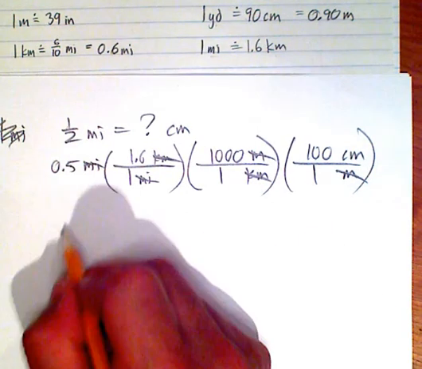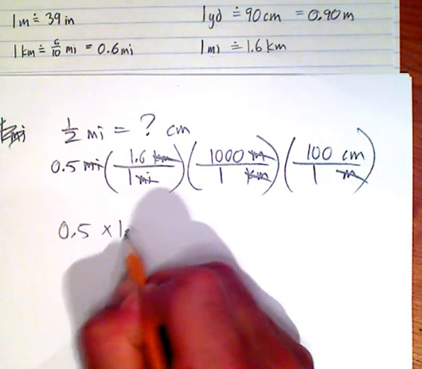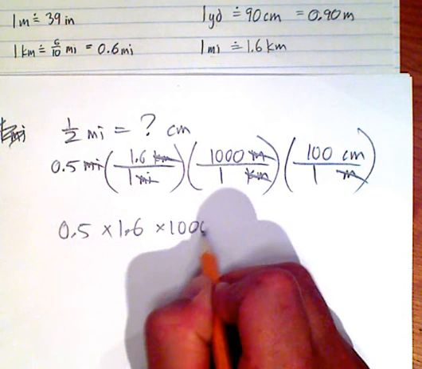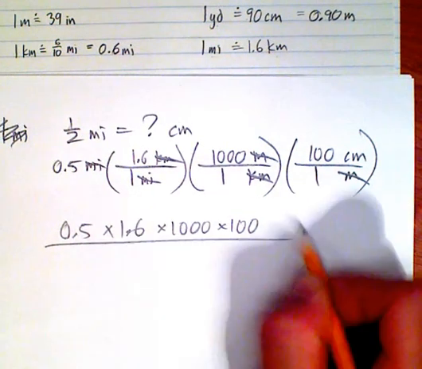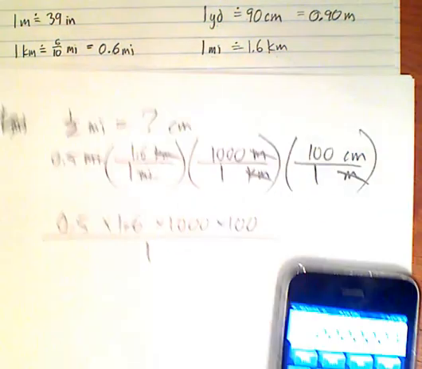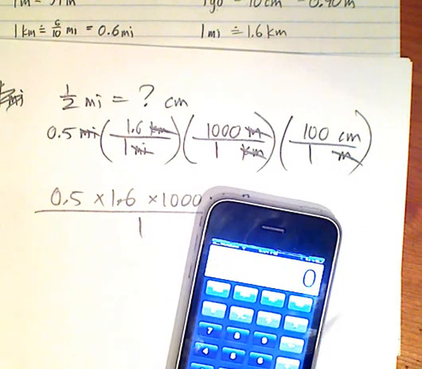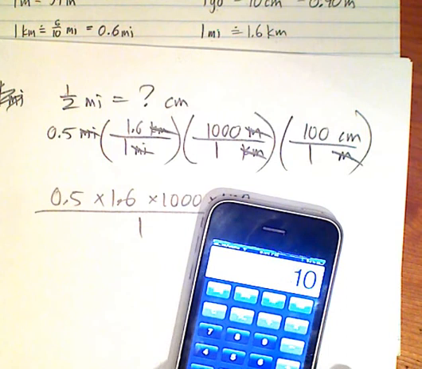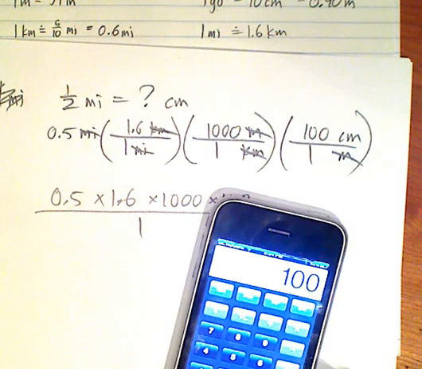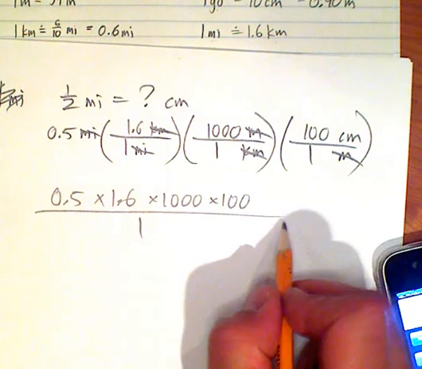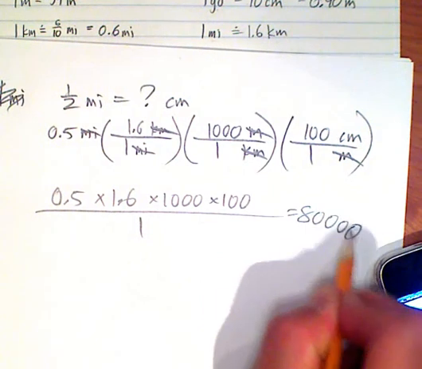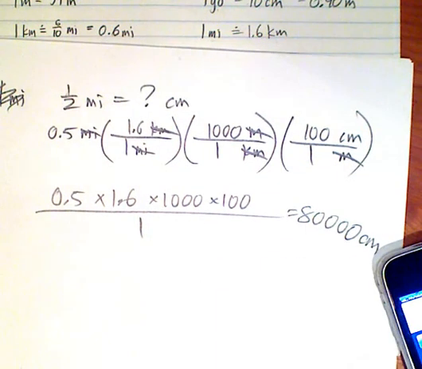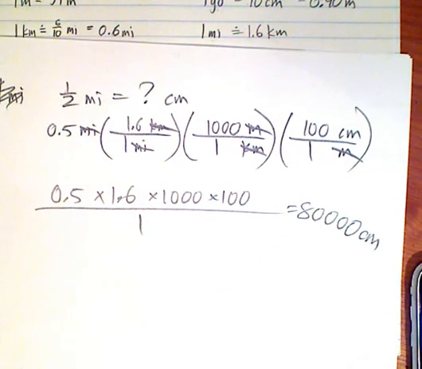So it's 0.5 times 1.6 times 1,000 times 100 all over 1, and you end up getting whatever that is, 80,000. So it's 80,000 centimeters is half a mile. Okay, not the best conversion, but one nonetheless. Any questions, folks? We'll deal with this in class. Okay, I hope that helped.